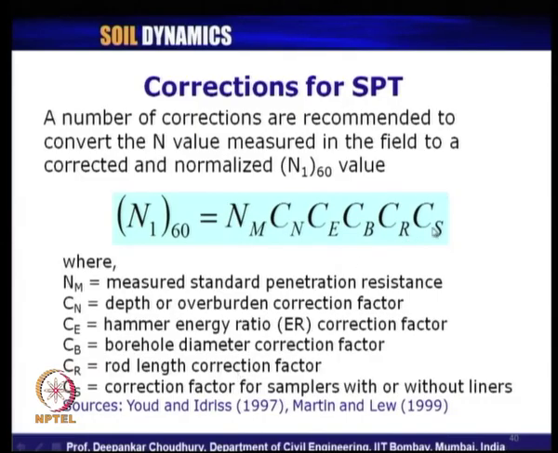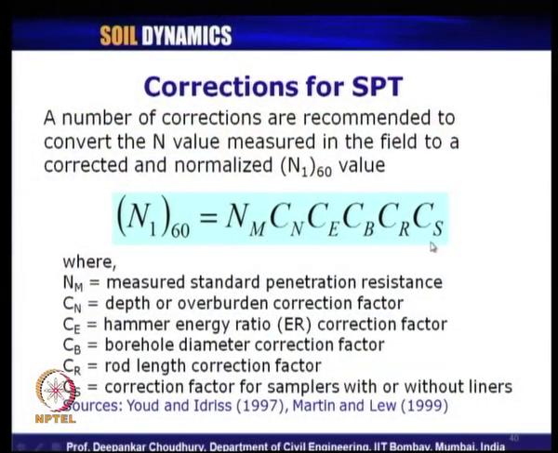CS, what is CS? The correction factor for samplers with or without liners. That is, inside the sampler, you may put some liner material so that no hindrance or friction from the sample you are collecting in the sampler tube comes into the picture. Depending on whether you use a liner or not, the correction has to be applied, because it has to be standardized with respect to only one type, whether with liner or without liner. So, that is why CS is also an important correction factor.